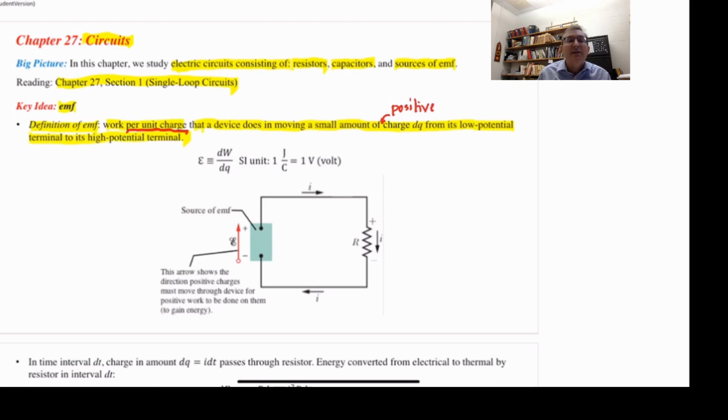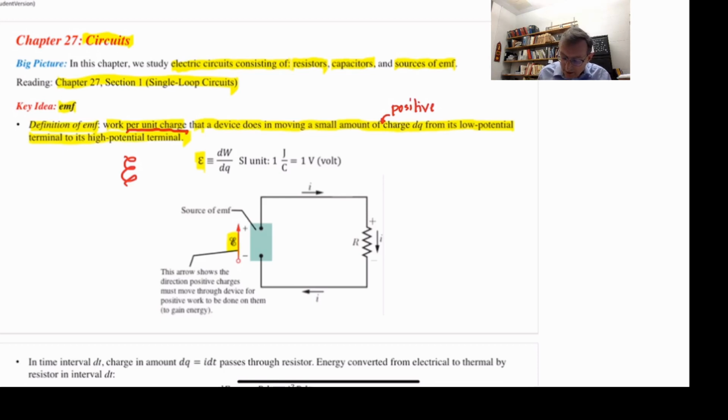Now let's get used to, in addition to the name EMF, the symbol for it. And the symbol is right here, and also down here. And I recommend you just think of it as a kind of script or curly version of a capital E, like that. That's the symbol your book's going to use for a source of EMF.